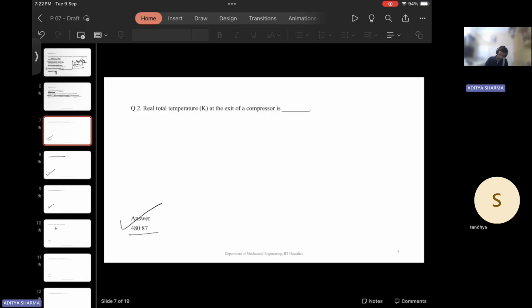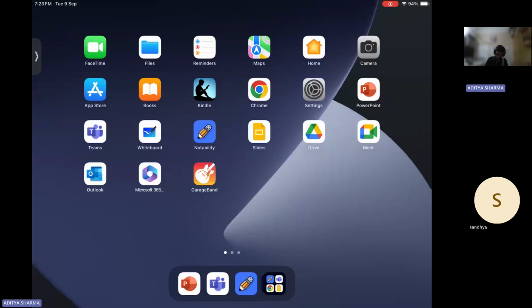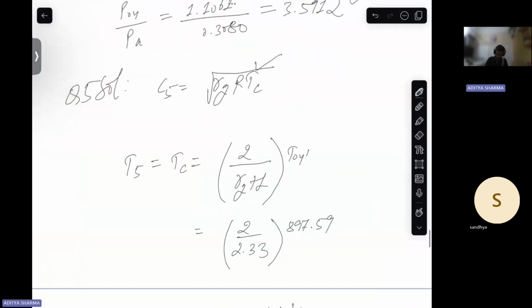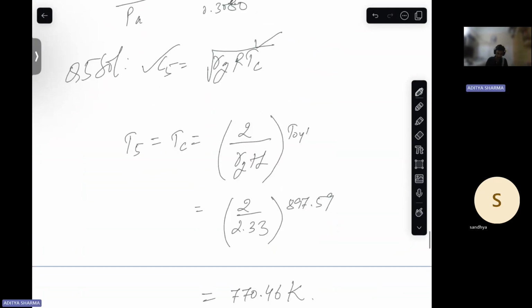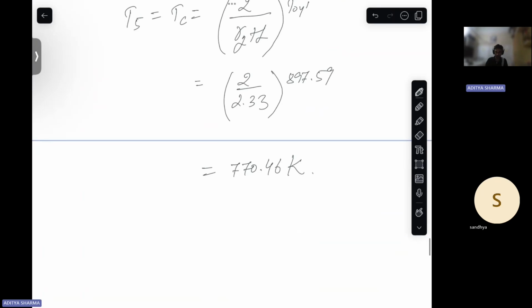Then we found out, first we found out the total temperature at the exit of compressor, then the total pressure at the exit of turbine, then we saw critical nozzle pressure. Now we are seeing the flow velocity. Now to find out the flow velocity, I have just calculated T5. Based on this formula, we will calculate our flow velocity at the nozzle outlet.